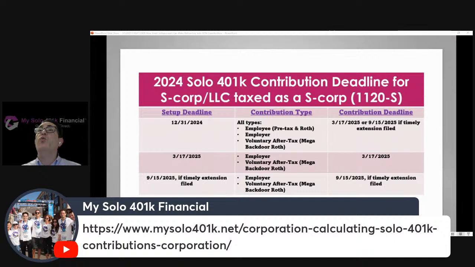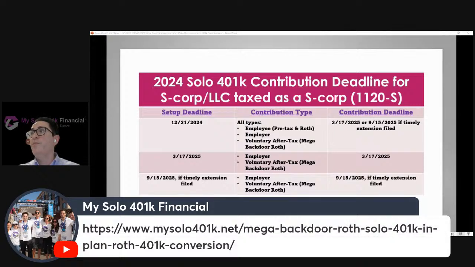Now the mega backdoor Roth contribution, that second step, remember it's a two-step process. That second step is reportable on a Form 1099-R, which we handle as an optional free service for our customers. There is a form on our website that customers use to let us know about that after-tax to Roth transfer. Here is a procedure page where we talk about how to make those mega backdoor Roth contributions. I'll put it on the screen there so you can grab it.